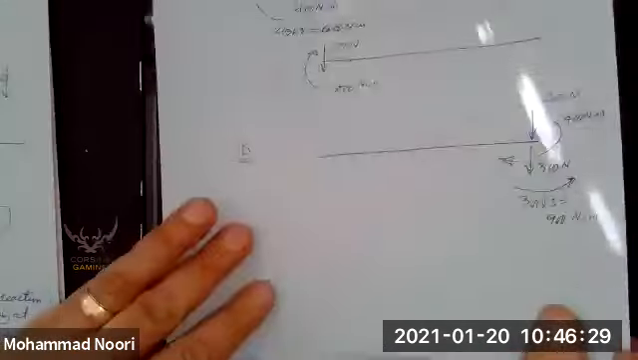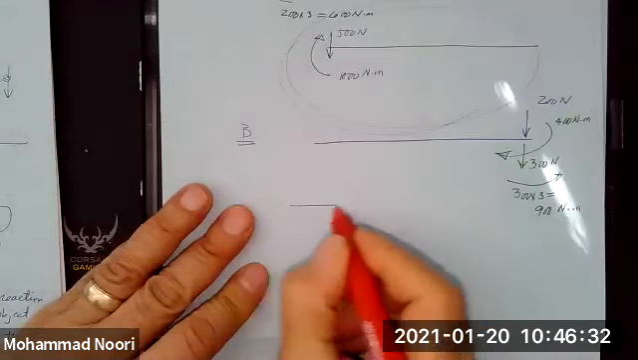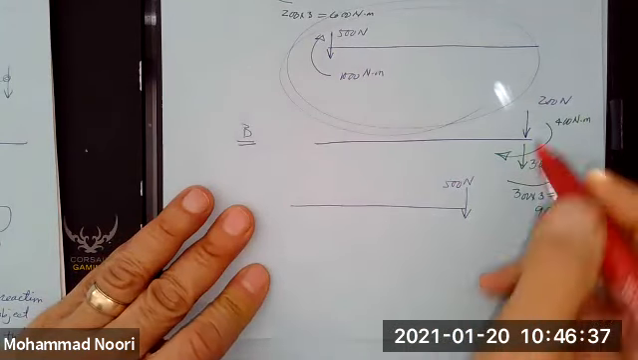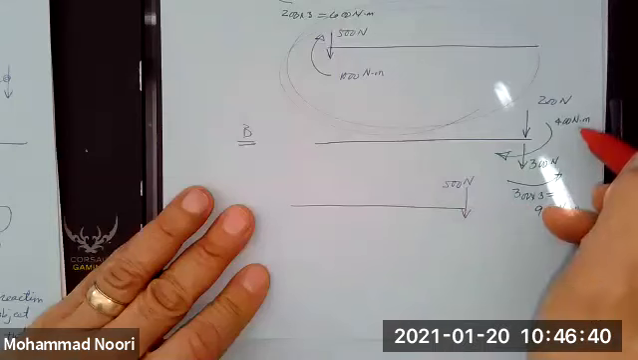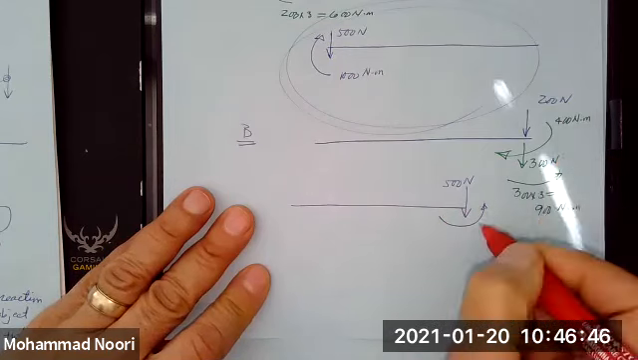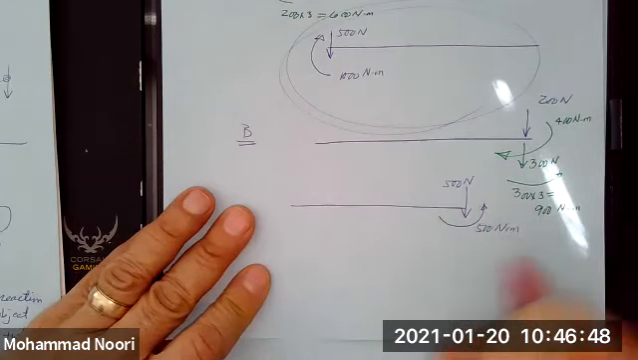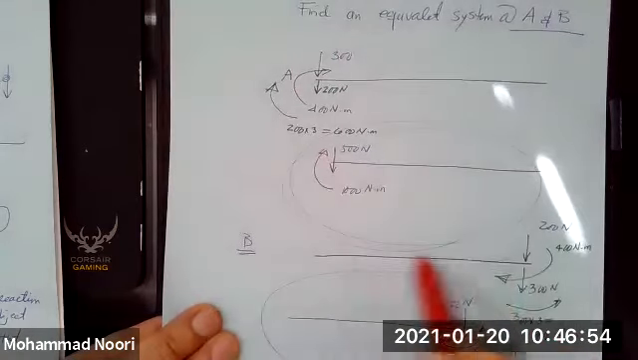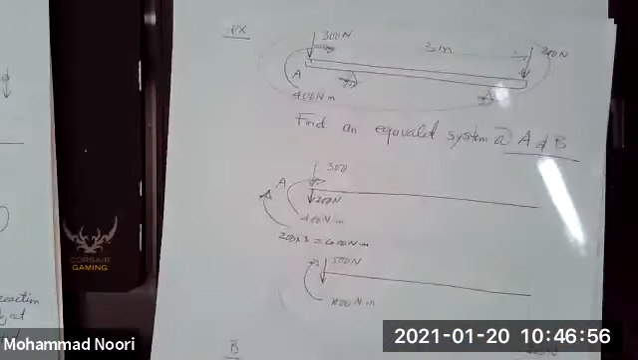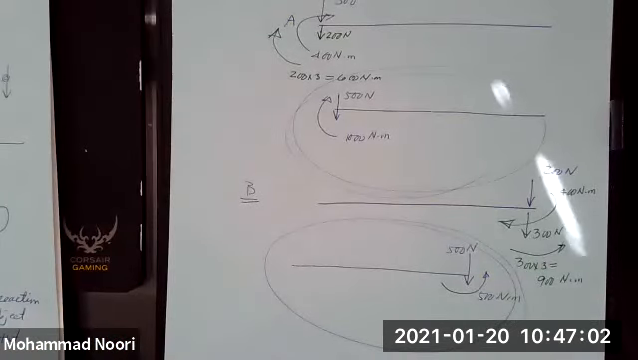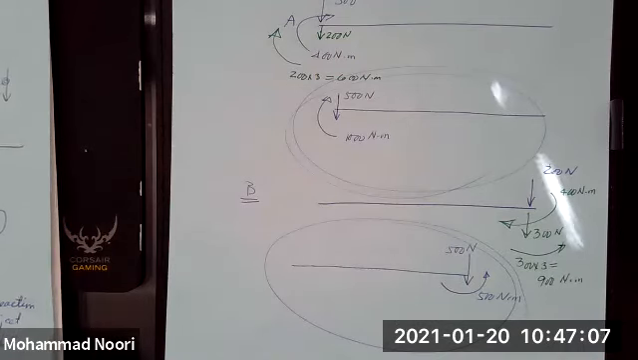So if you add these up, you will get 500 Newton. This is 400 this way, this is 900 that way, so you end up with 500 Newton meter here. So this and this, they all perform the same function, and we call them equivalent systems. Any questions?